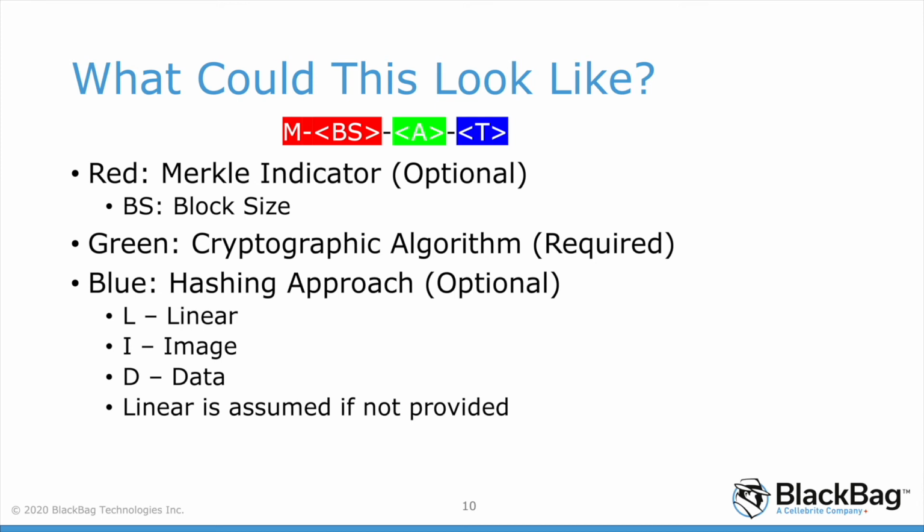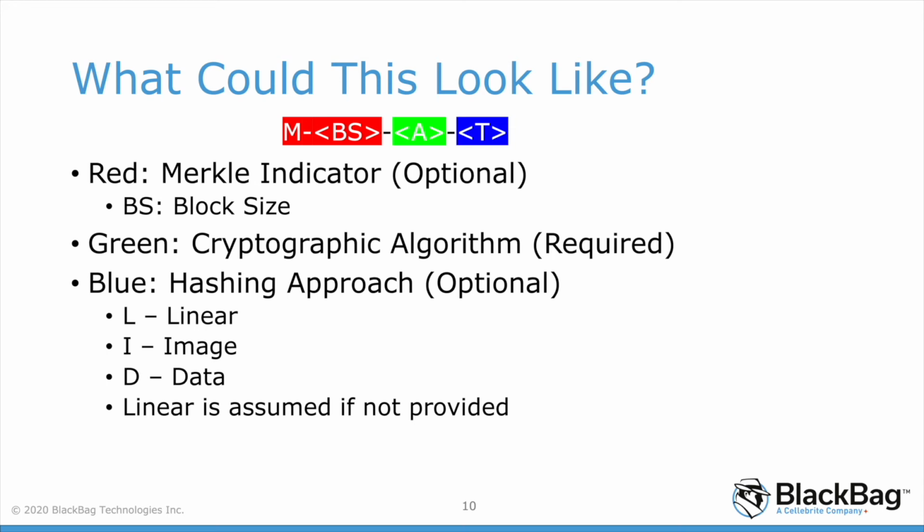The green, or the center notion here, is going to be the cryptographic algorithm used, and this is always going to be required. And this is what you're used to. This is MD5, SHA-256, what have you. And then on the far right, or in the blue, we have our hashing approach. And I say that this is optional.